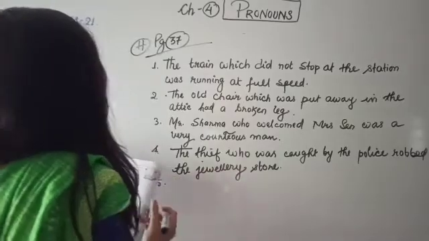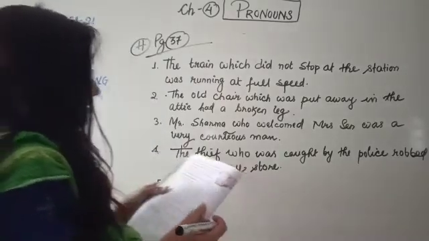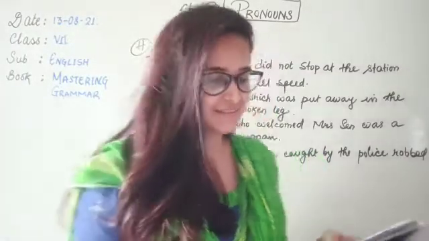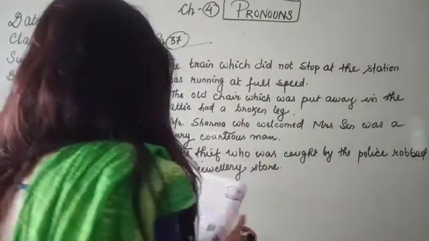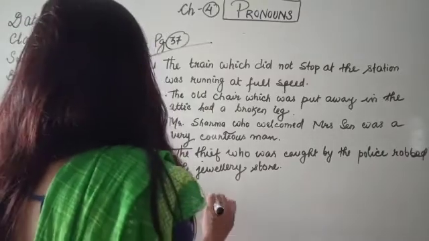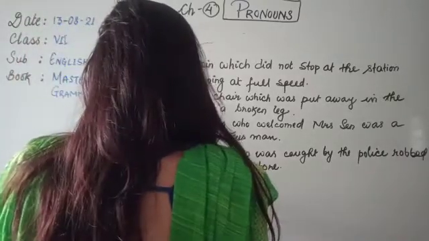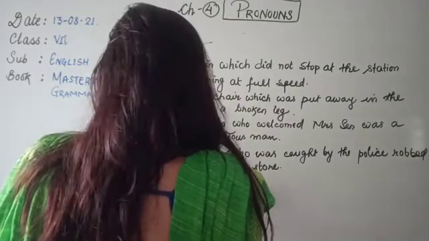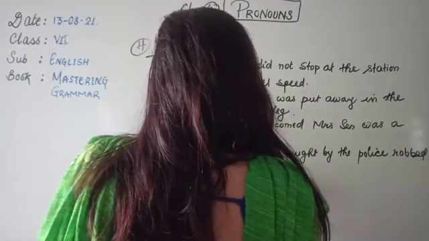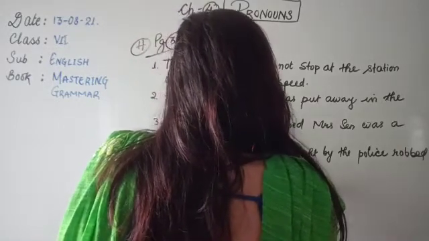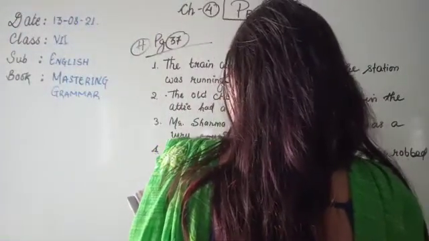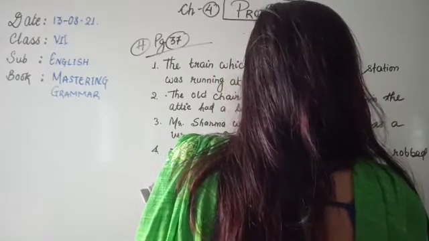Number 5. The dog who came to rob. See, the dog did not come, okay? So, for the dog we cannot use who. So, the dog bit the burglar. Now for this, because this is a person, the burglar who came to rob the house.